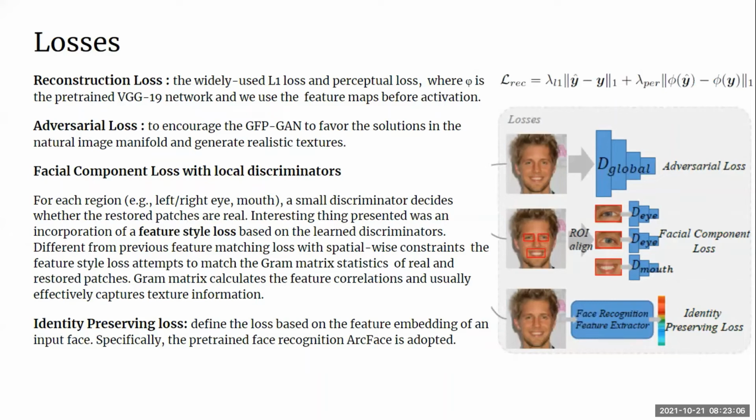So yeah, the identity preserving loss is relatively like the perceptual loss. You take the image through an embedding, and then you take the difference of the embeddings.